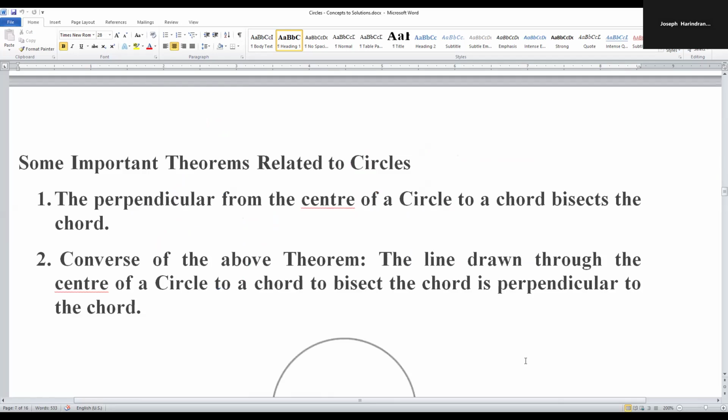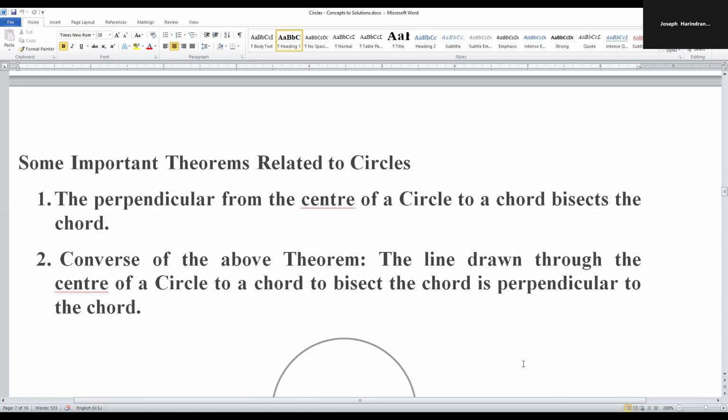Thereby we have some important theorems related to circles. The perpendicular from the center of a circle to a chord bisects the chord. Of course, we have seen this in 9th itself. You are 10th grade students, but already in 9th grade, you have learned these theorems.